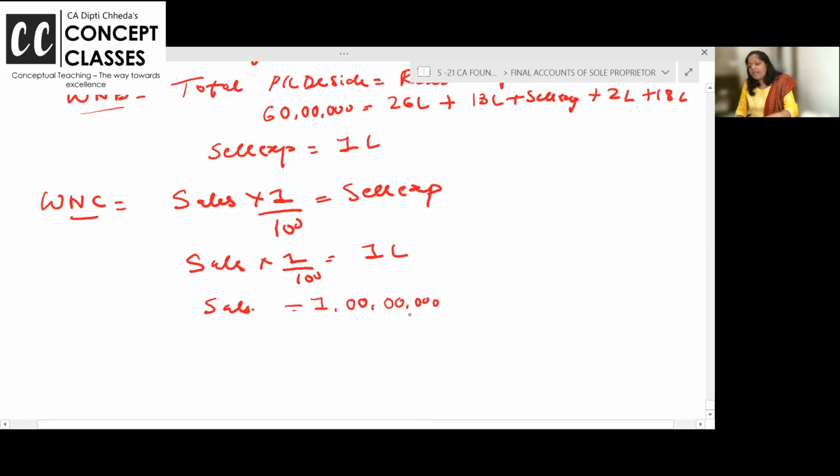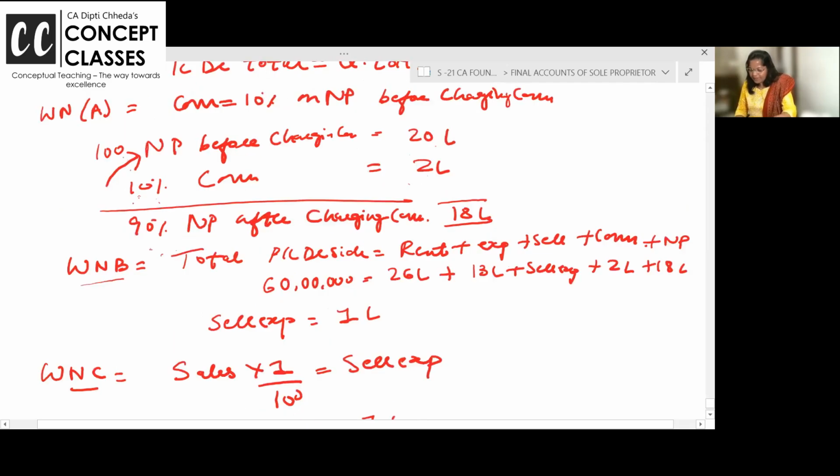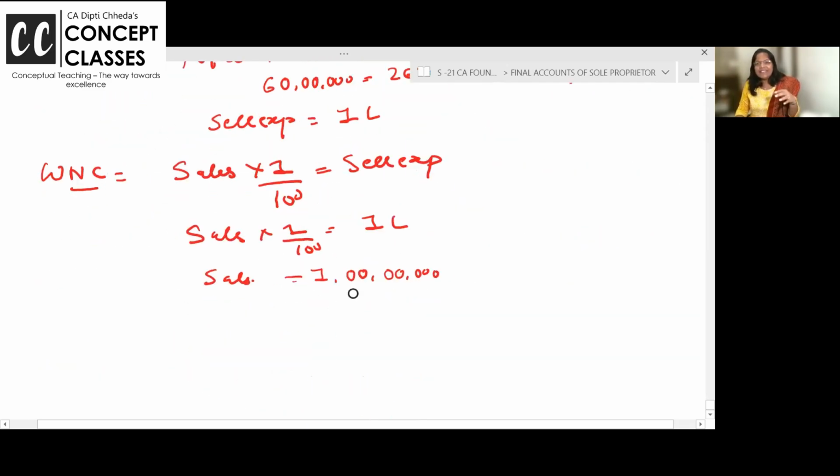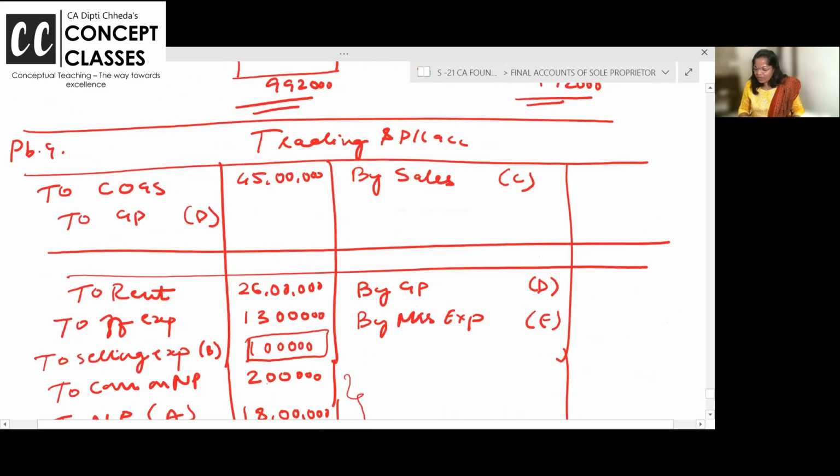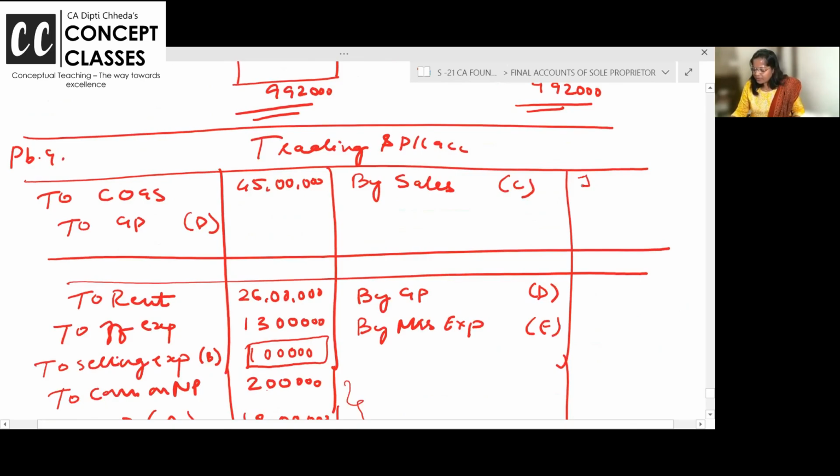1 lakh तो already था, 2 zero और लग गए. So 1 crore you are getting as sales. Clear? Sales का 1% is selling expense and selling expense is 1 lakh. So sales must be 100 lakhs, or 1 crore. 1 and 7 zeros.